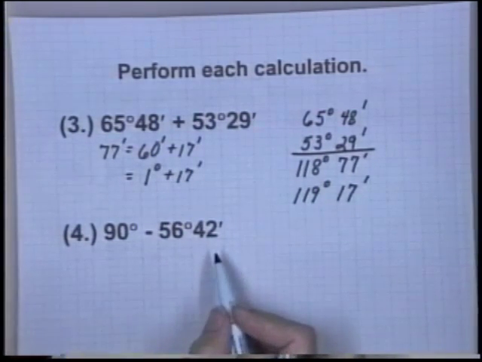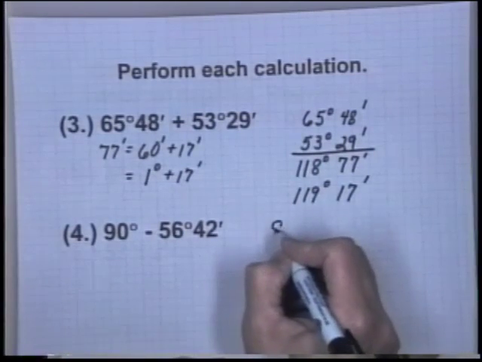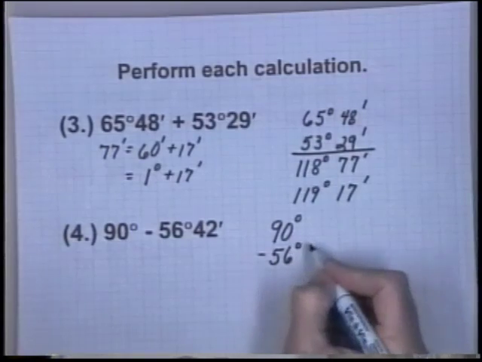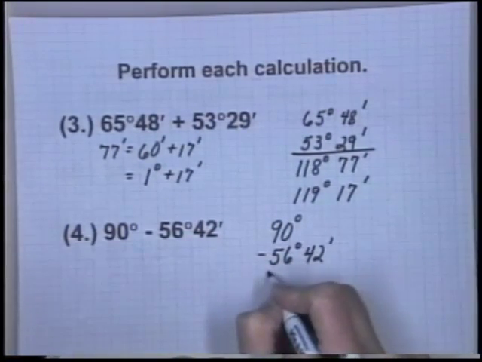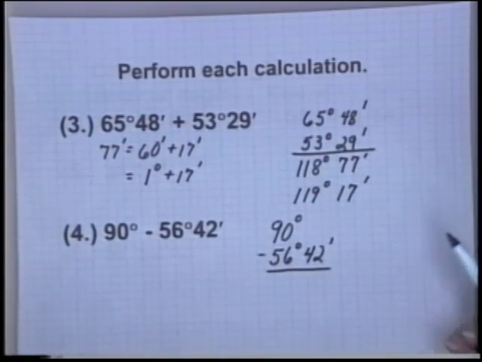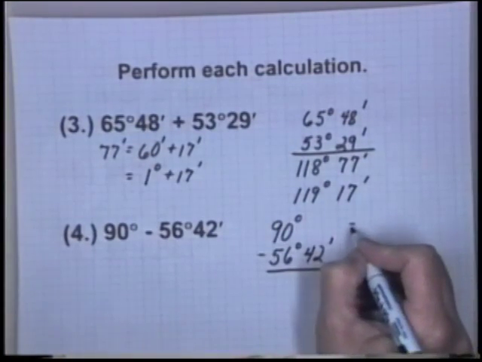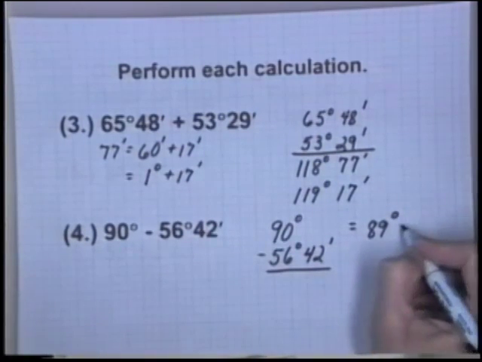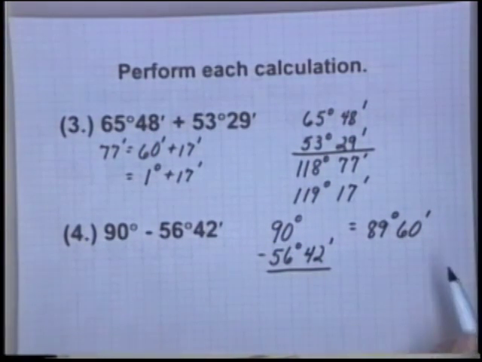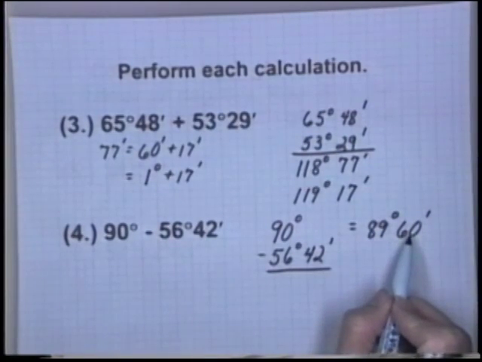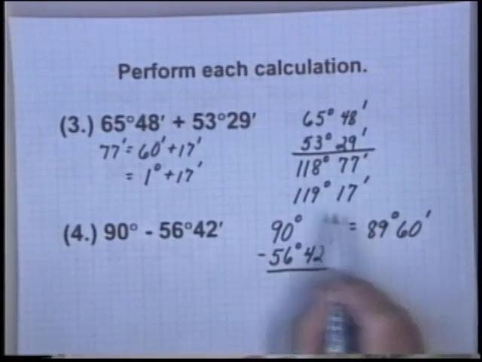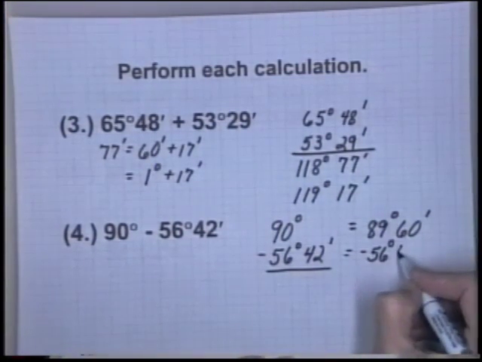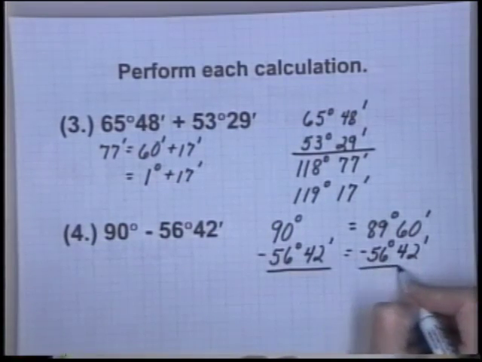On problem number 4, we are subtracting. We have 90 degrees, subtract 56 degrees, 42 minutes. Once again, we have to subtract minutes from minutes, so we'll rewrite the 90 degrees as 89 degrees, 60 minutes. 60 minutes is 1 degree. 1 degree plus 89 degrees is 90 degrees. We'll subtract the 56 degrees, 42 minutes.